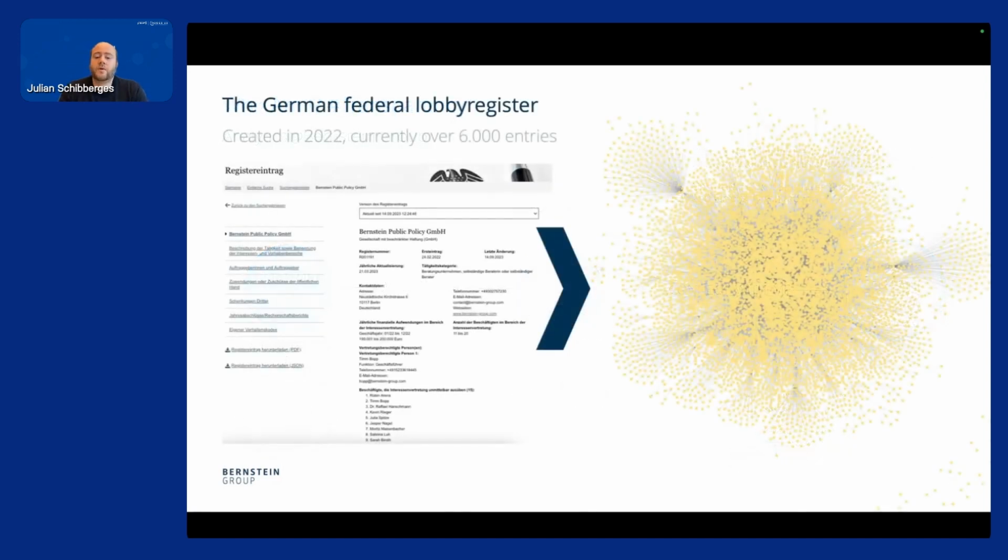But today, I want to talk about lobby registers, and specifically the German Federal Lobby Register. It's relatively new. It came into force in 2022. So a little late to the party, though in this case, it might not be a bad thing, because I think it uses a lot of lessons learned from other registries, and actually did a really good job at implementing it.